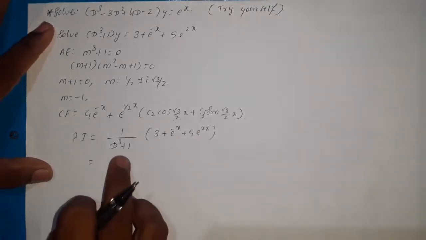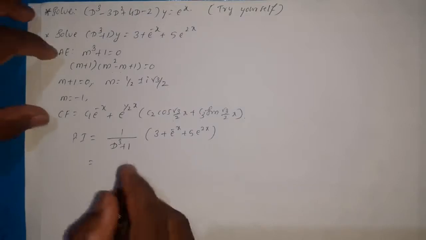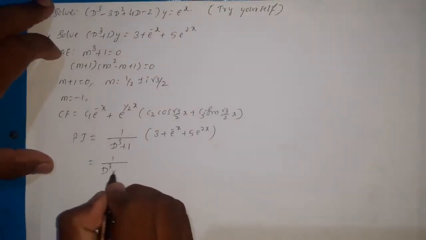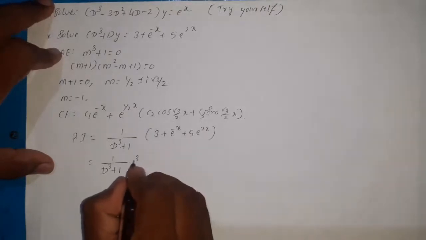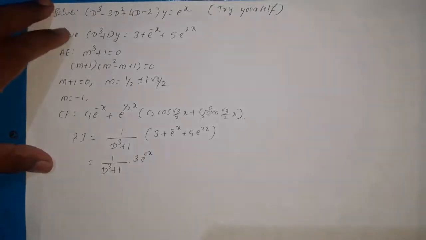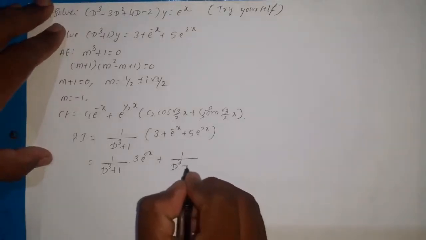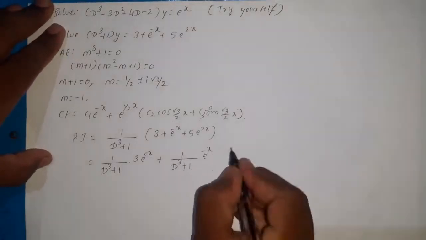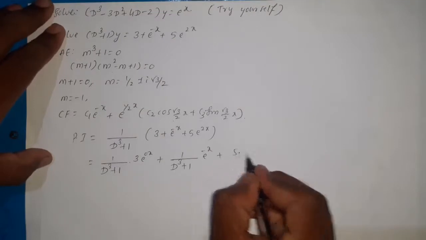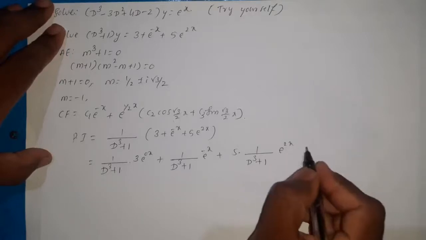First write the denominator for each and every function on the RHS separately. Then 1 divided by D cube plus 1, this is 3 into e power 0x. If the exponential function is not given, that can be considered as e power 0x. Plus 1 divided by D cube plus 1 e power minus x, plus 5 into 1 divided by D cube plus 1 e power 2x.